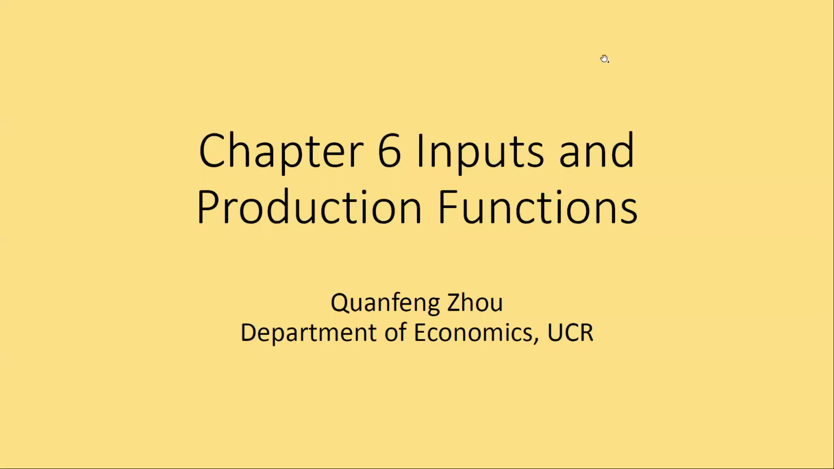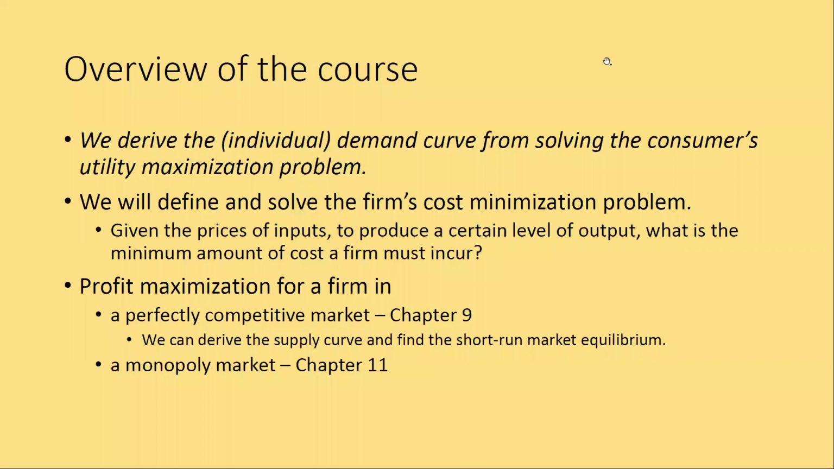Hello everyone. We are ready to start Chapter 6. In Chapter 6, we will define what is meant by a production function. We will later on use the production function and combine it with the costs of our inputs to solve the cost minimization problem of firms. And before we begin, let's take a look at the overview of the course.